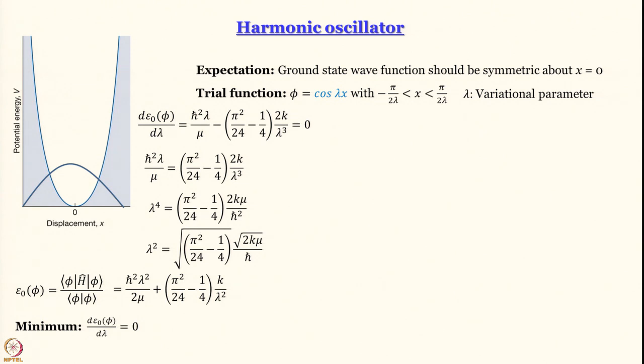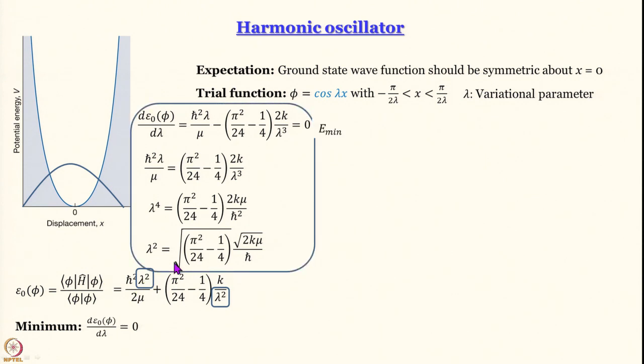So, we get an expression for lambda square, which we are going to substitute in the expression for epsilon 0 phi to get E min. Remember, we have equated this first derivative to 0, and lambda is a variational parameter, we are actually varying it. For different values of lambda, you are going to get different values of epsilon 0, and remember what we had said about getting the surface and reaching the minimum. Here we are finding the minimum just by differentiating and equating to 0. So, this particular value of lambda corresponds to the minimum value of epsilon 0.